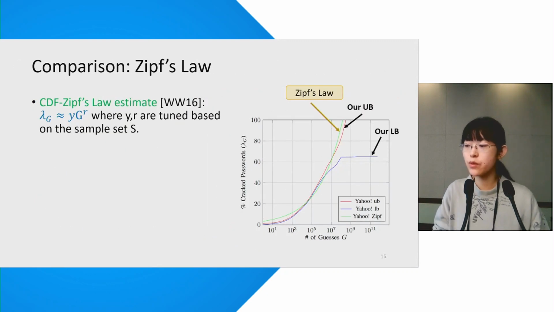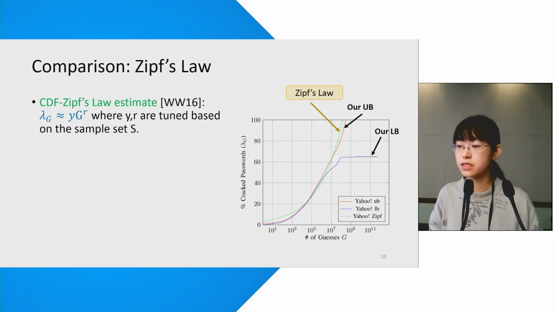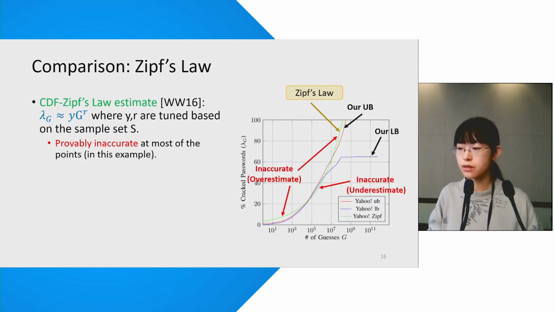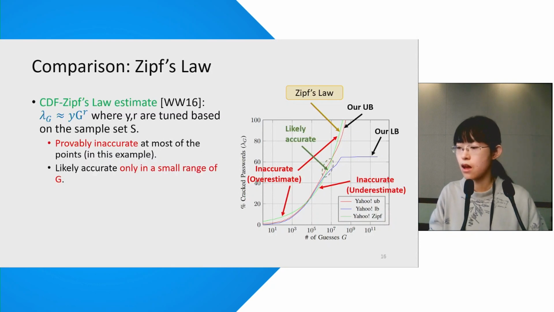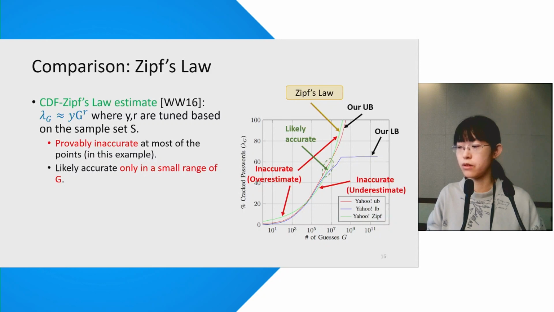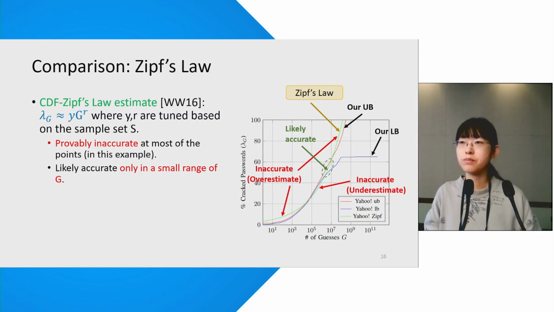In the analysis, we also compared our bounds with this Zipf's law estimate, which is used to estimate lambda G using this expression. Our bounds show that, in this example, Zipf's law curve is provably inaccurate at most of the points. Only within this small region where Zipf's law is between our upper and lower bounds, this estimate is proved to be accurate, or likely accurate.